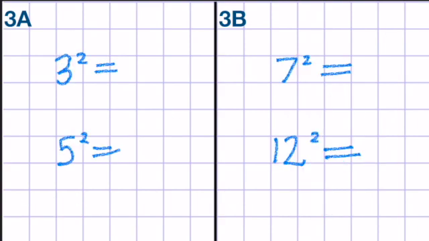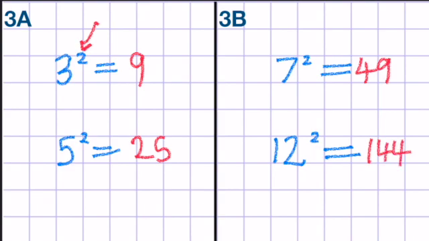Okay, can you remember how to square numbers? If you can, press pause and do it. Okay, when we have this little 2, it means square and you times it by itself. So 3 times 3 is 9. 5 times 5 is 25. 7 times 7 is 49. And 12 times 12 is 144. I've just been saying it that way. In reality, it's 3 squared, 5 squared, 7 squared, 12 squared.